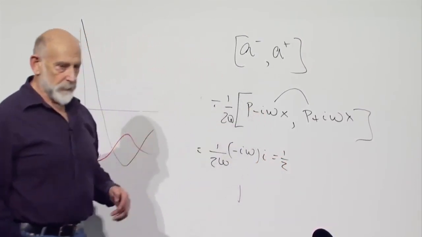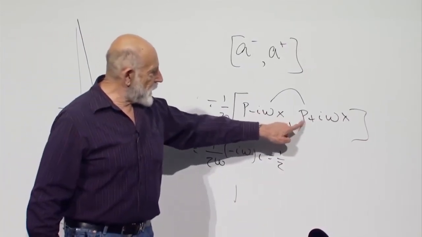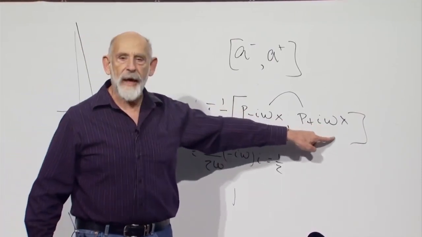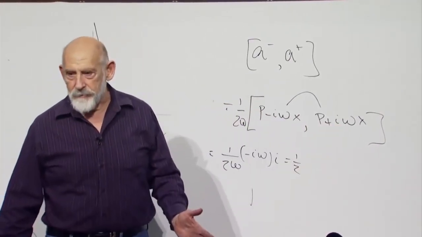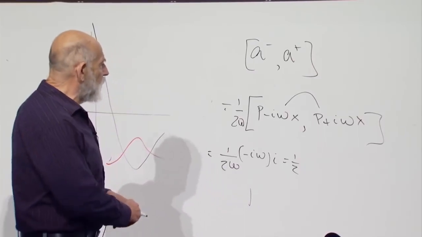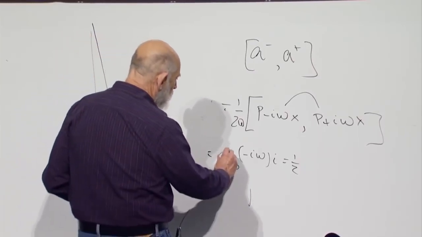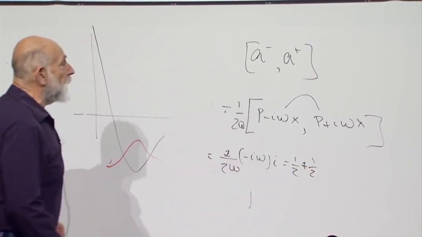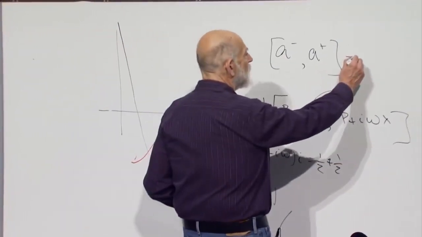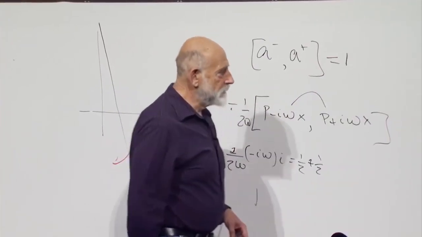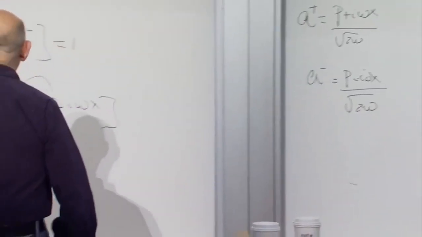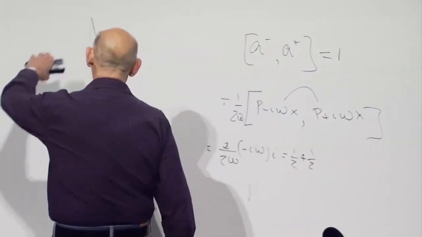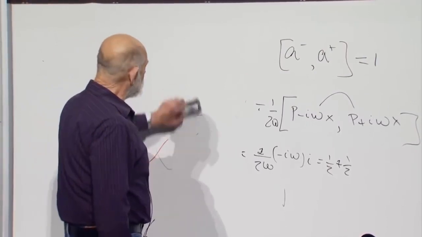But that was only one term. That was the commutator of this one with this one. The other one is the commutator of p with I omega x. It's exactly the same. If you work it out, you'll see it's exactly the same number. And so all together you get 2 of them, plus 1/2, and the commutator is 1. We now know 2 things. Turns out this is enough. This is really all you have to know. You can throw away everything else.